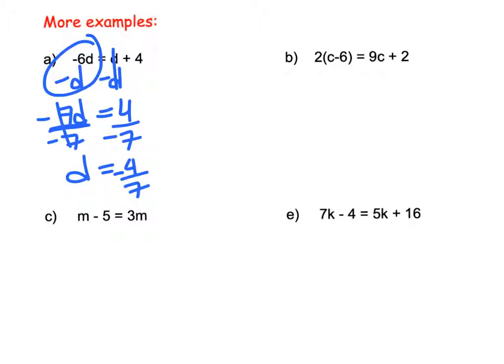Letter B. I'm going to need to distribute before I do anything else. So 2 times c gives me 2c. 2 times that -6 is a -12.